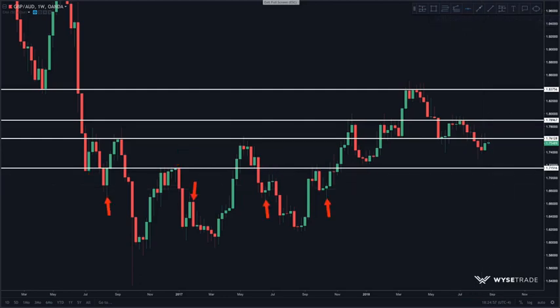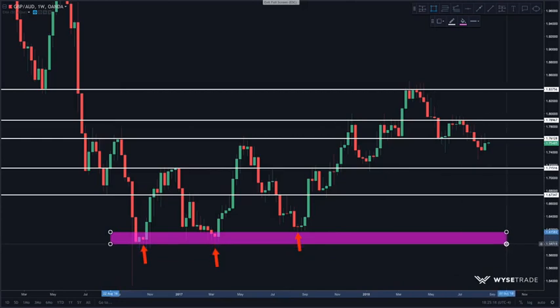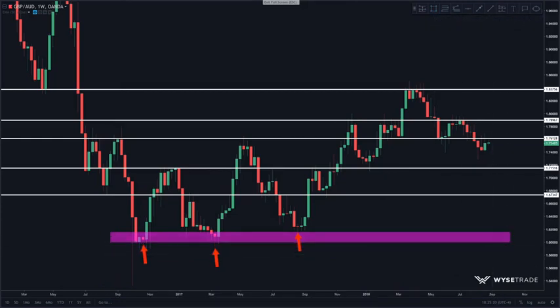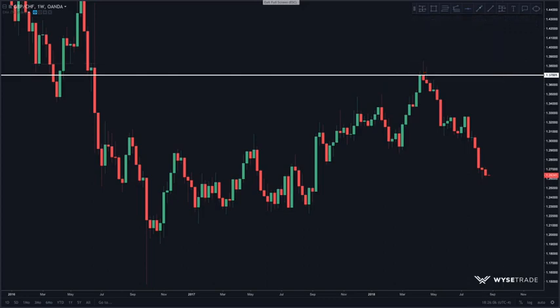Next, we have a minor level with 4 minor rejections. Finally, along the bottom, 3 swing lows and we have a zone. So let's do this again on the pound Swiss. We have a swing high up here. And then 3 rejections and a level here.